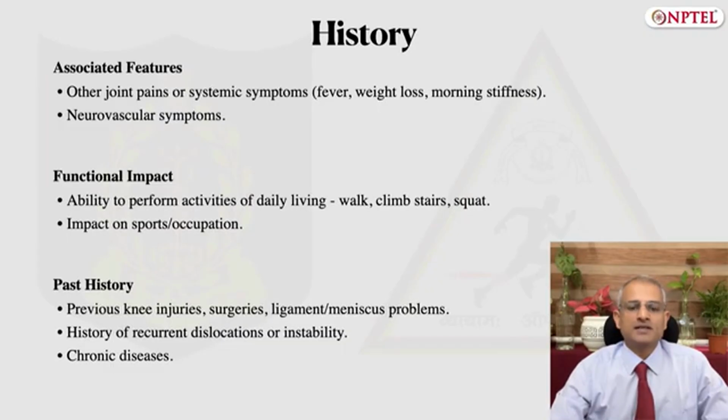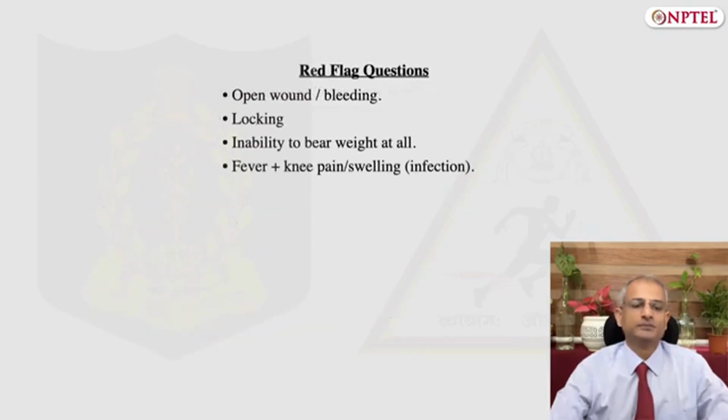Then you need to record the past history, if there were any similar complaints in the past of the knee, any surgery the patient has undergone, or any form of treatment the patient may have taken before coming to you. Any history of recurrent dislocations or instability of the knee needs to be recorded. And additionally, any history of chronic illnesses like diabetes, hypertension, rheumatoid arthritis, gout, and osteoarthritis also has to be asked, since these other causes may have a bearing on treatment and prognosis of the injury.